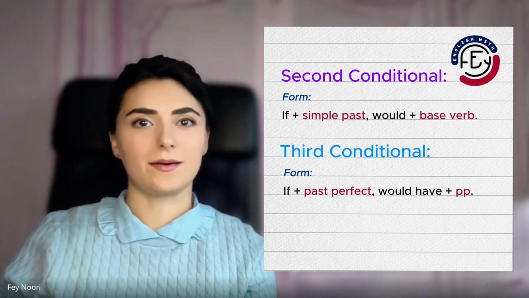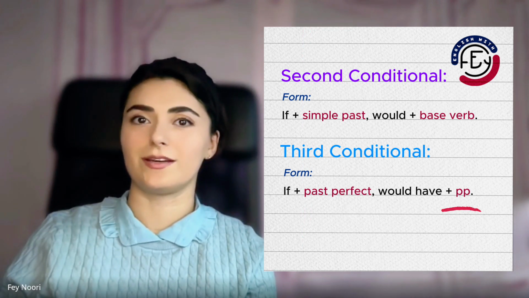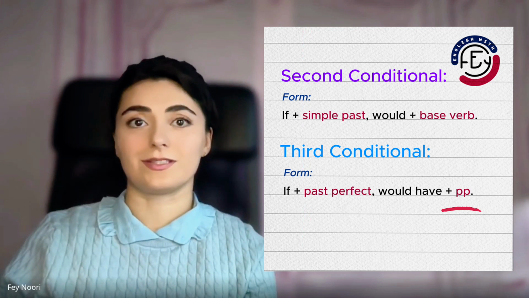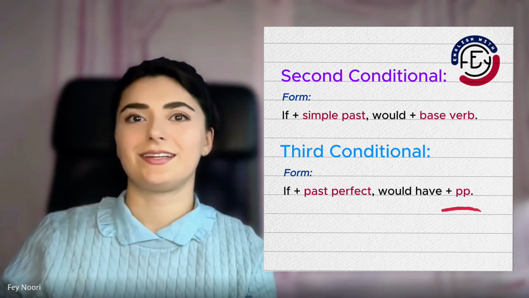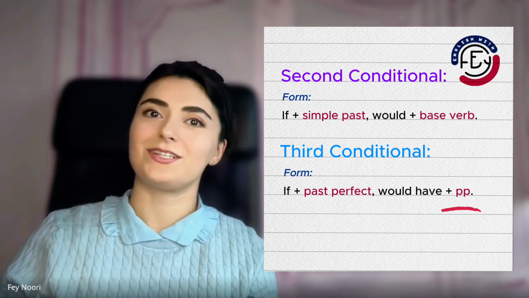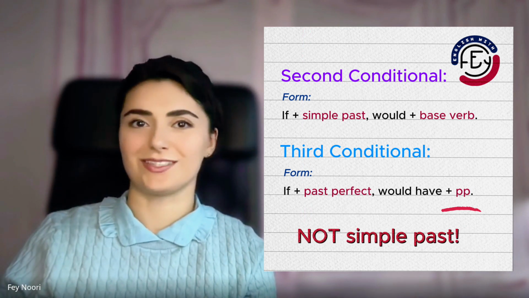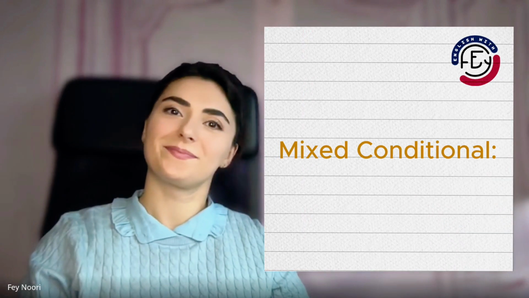She would have slept. She would have tried. She would have done. She would have seen. She would have gone. So often students remember the would and have, but they say "went." That's not the one you need. She would have done. She would have slept. Past participle, not simple past. Now that we've reviewed type 2 conditionals and type 3, we're ready to learn the mixed conditionals.